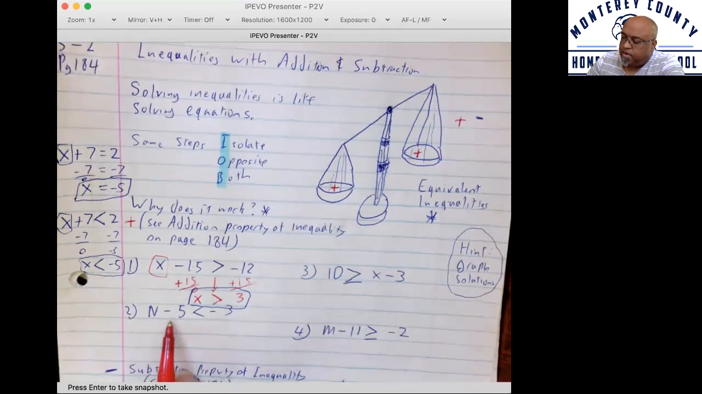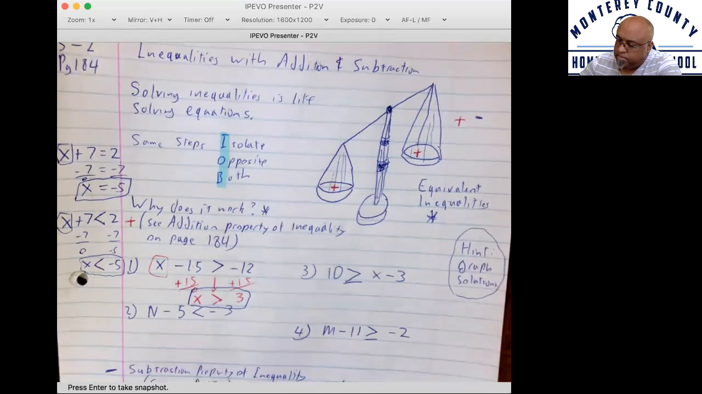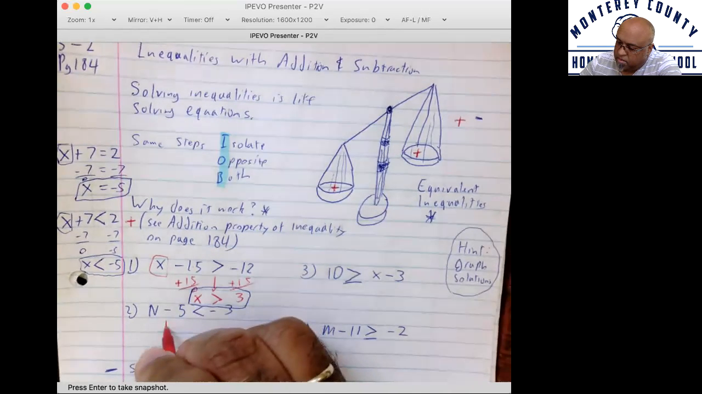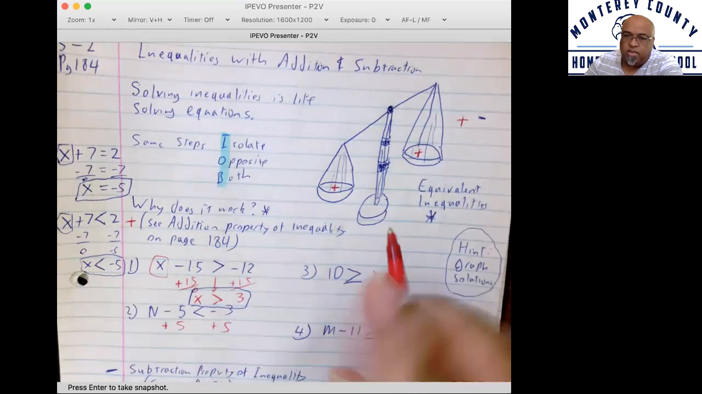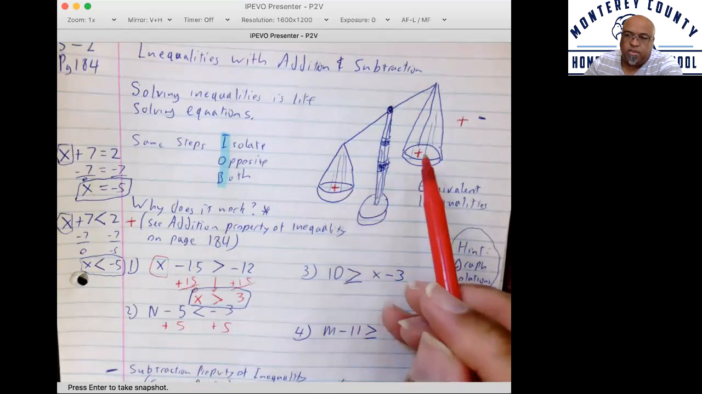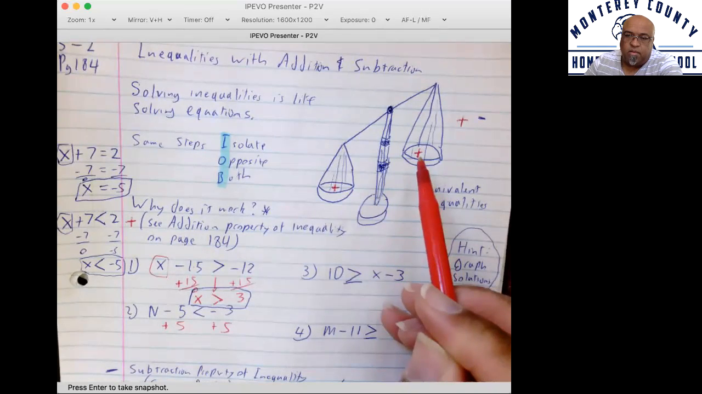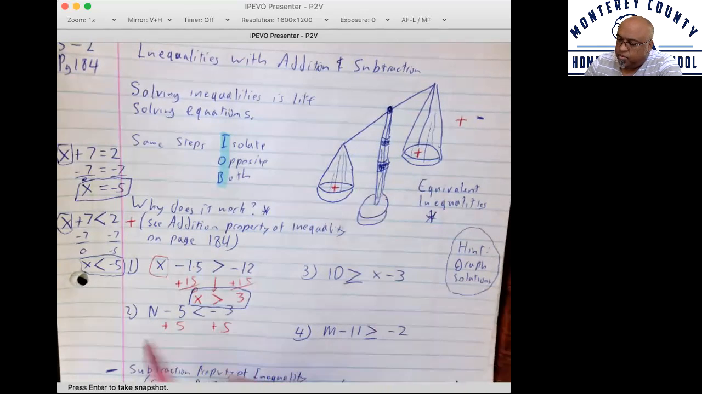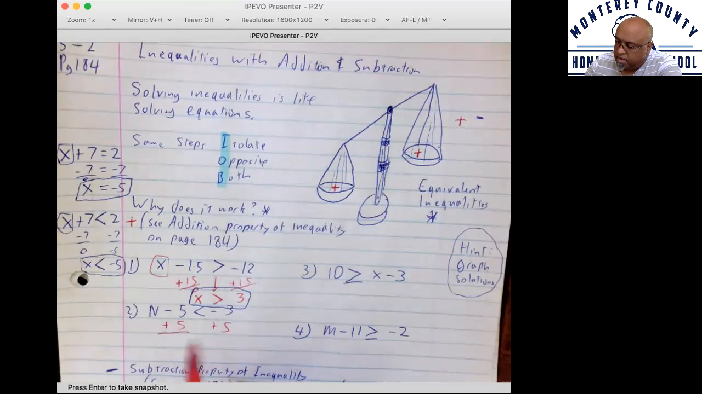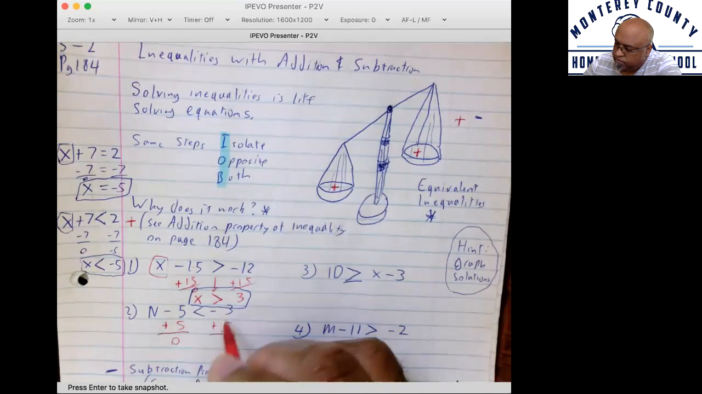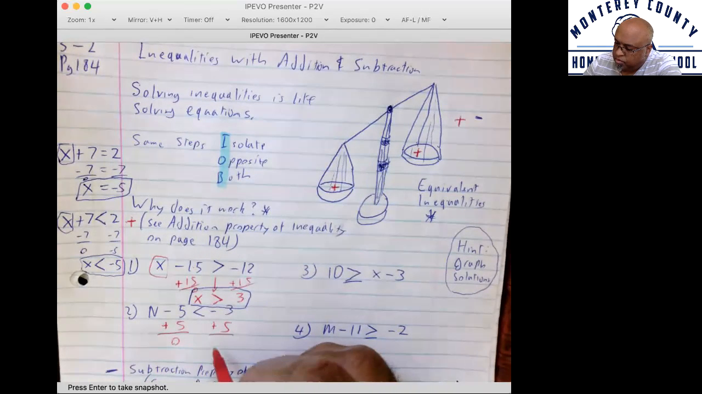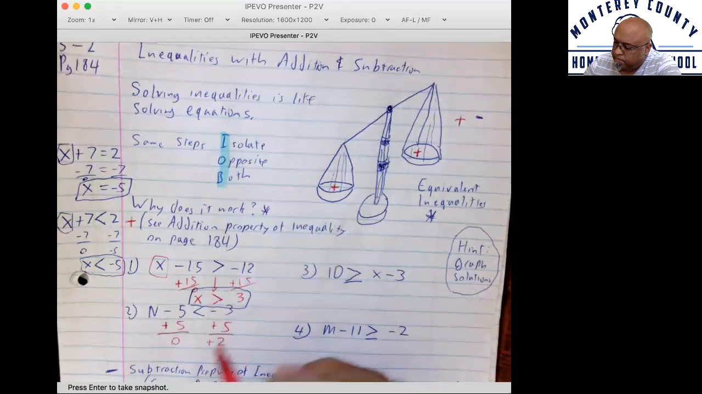So I have n minus 5 is less than negative 3. Same thing. I'm going to add 5 to both sides. Just like in the scale, I added something to both sides, and the scale stayed at the same level of inequality. With the math problem, if I add to both sides, then I'm going to get the same result. So now I have negative 3 plus 5, which would be positive 2.